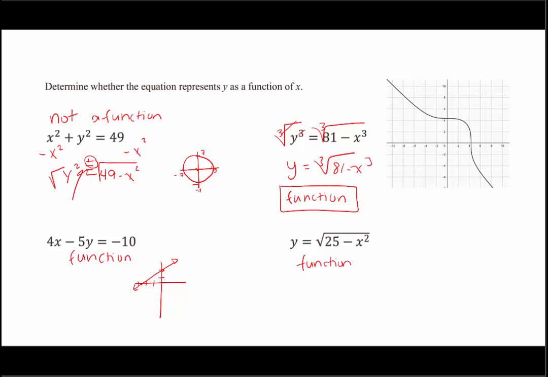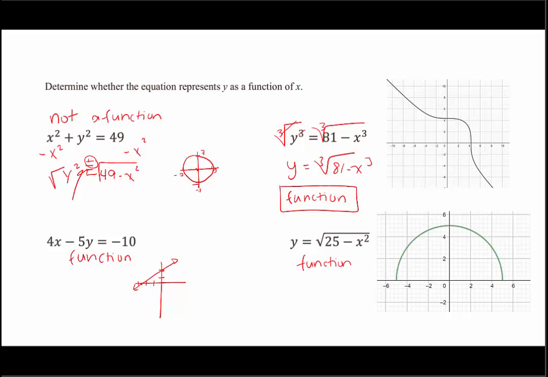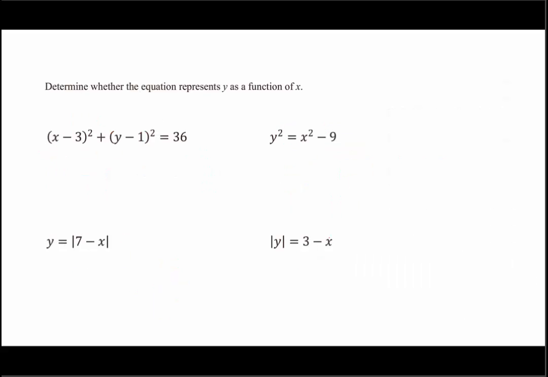So let's look at the graph of y equals the square root of 25 minus x squared. So you can see it is a semicircle. It does pass the vertical line test. And so we see the difference there. It doesn't have that weird sign the way the first one did. Let's look at a few more examples.